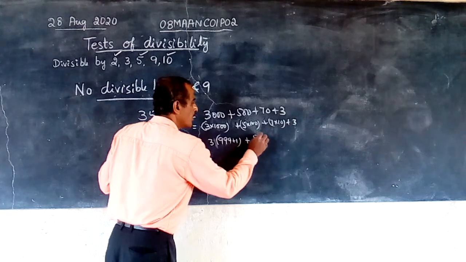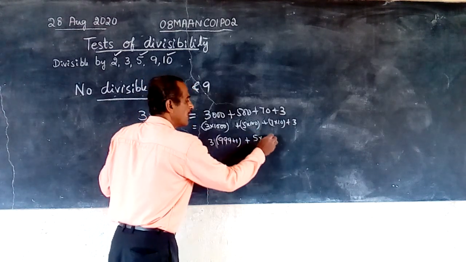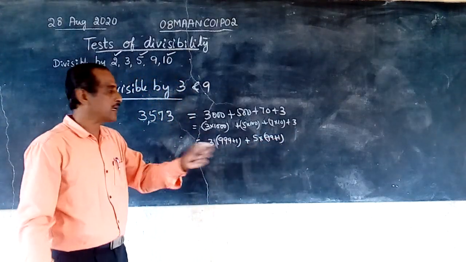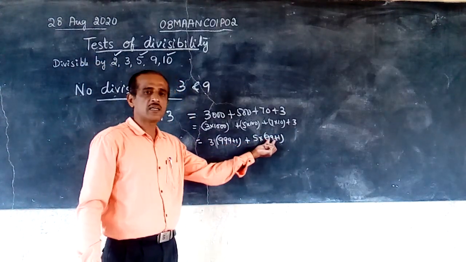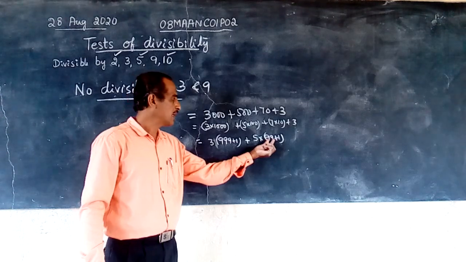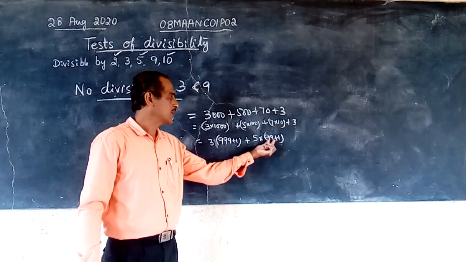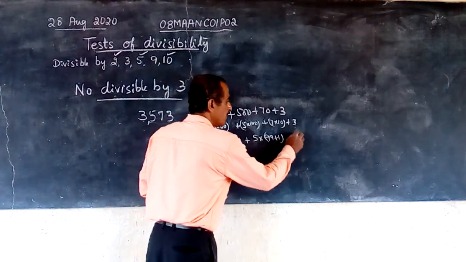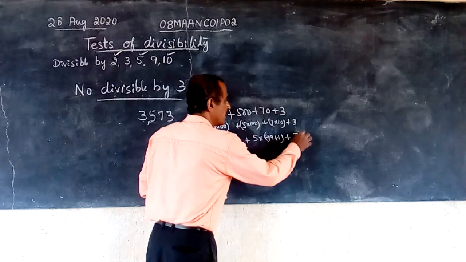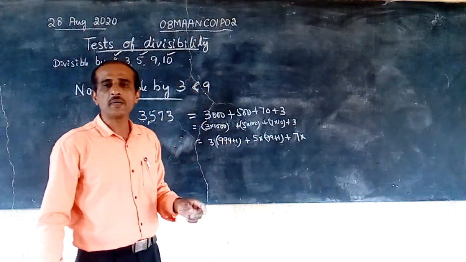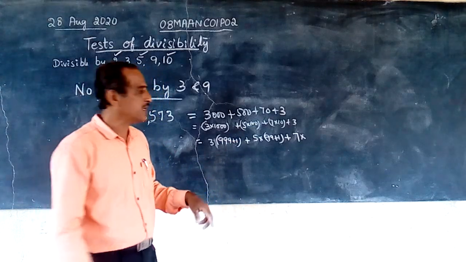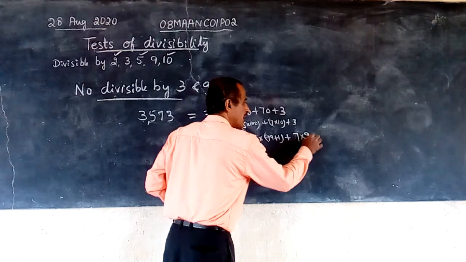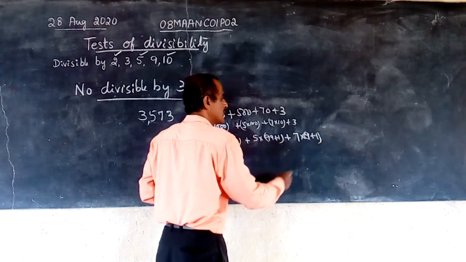See here also, instead of 100, 99 is divisible by 9. 9 elevens are 99. So 100 we can write as 99 plus 1. And 7 plus 10. 10 can't be divided by 9, but 9 can be divided by 9. So I will write 10 as 9 plus 1, like this, and plus 3.